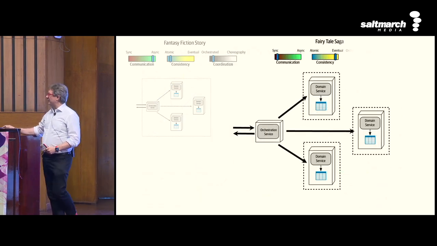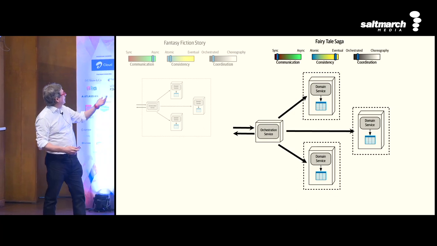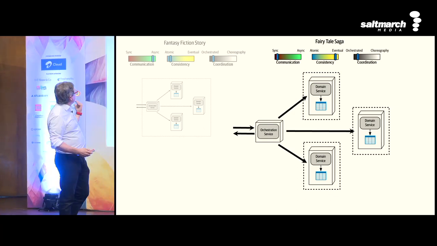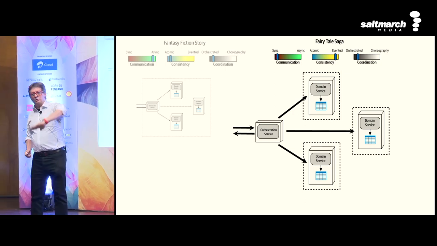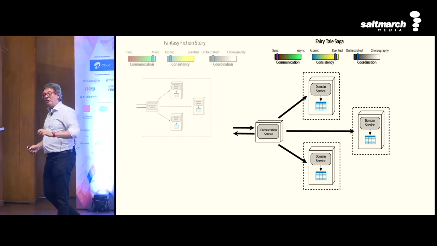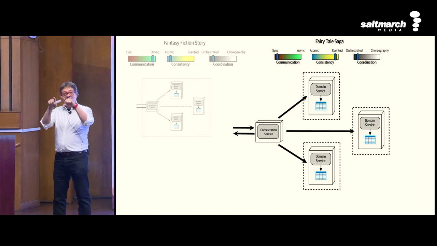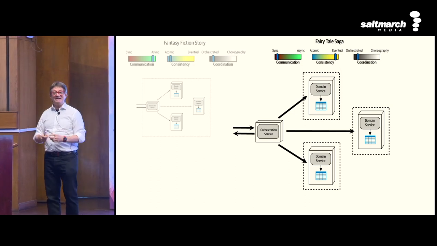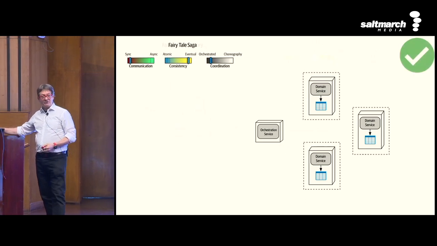So let's move from fantasy fiction to fairy tale. We're going to slide communication back over to synchronous, but now move atomic over to eventual consistency. And notice where the scope of my transaction has landed. The dotted line is now around each individual service, not the entire workflow. That's what eventual consistency means in an architecture like this.